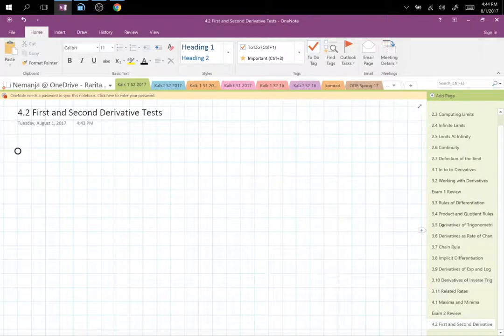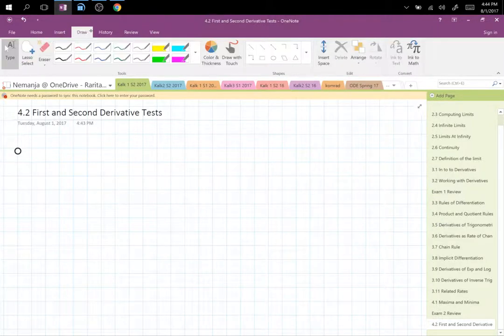Hello and welcome back to Calculus 1, section 4.2, first and second derivative tests. It's not named like this in a book, but who cares about the book? So these two tests are utilizing derivatives to test features of the function. So we are going to first talk about the first derivative test, and then secondly the second derivative test, right?